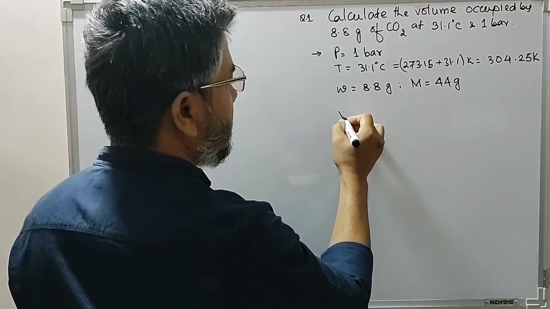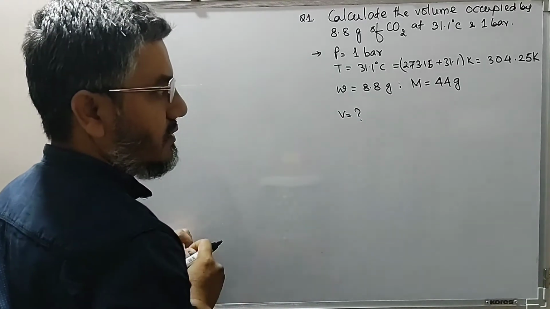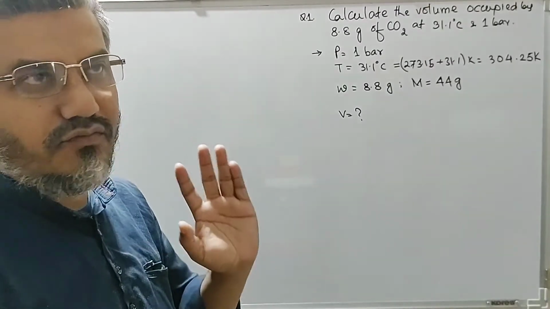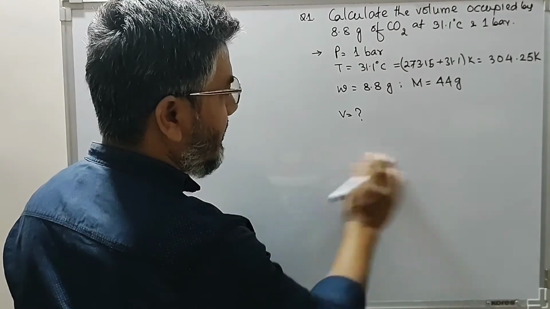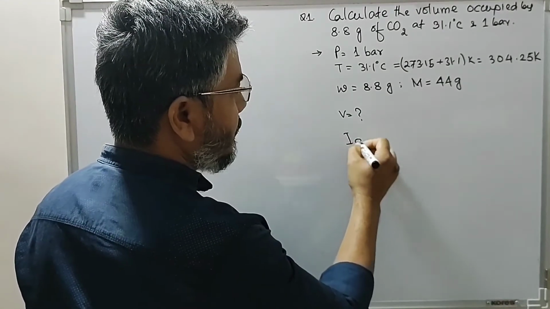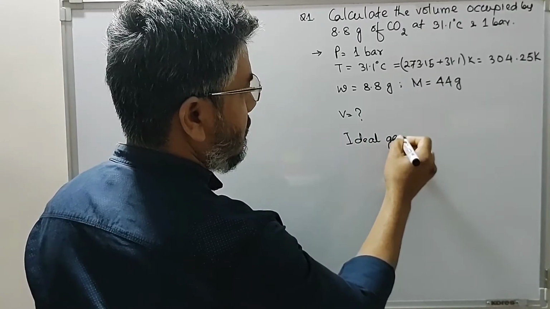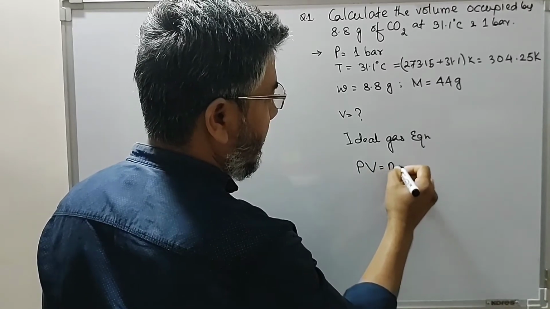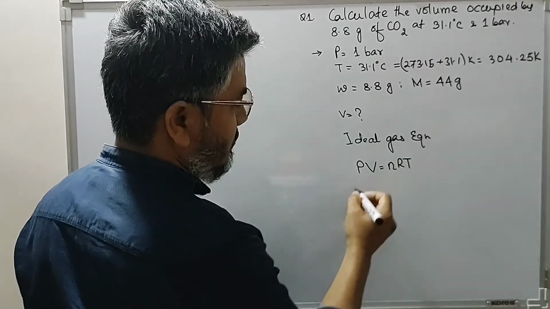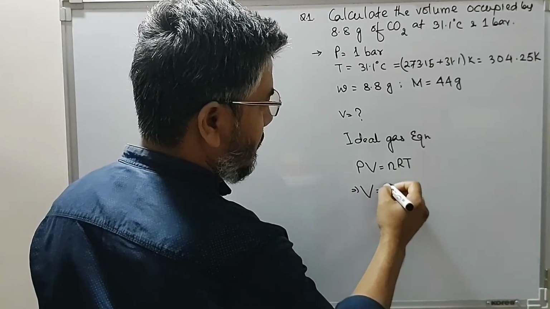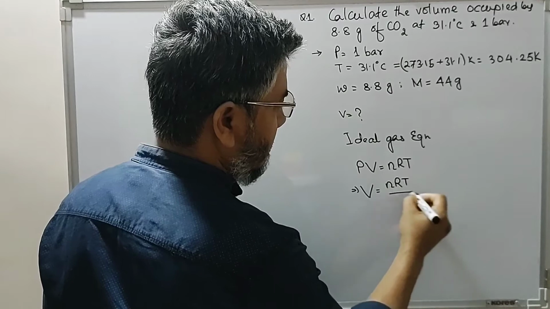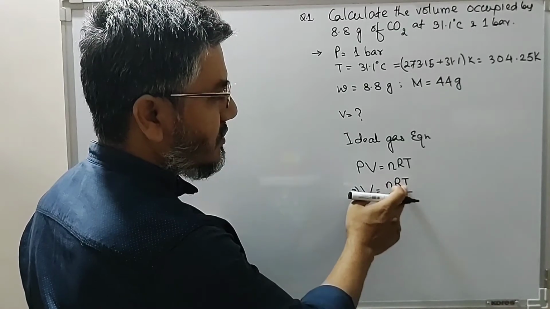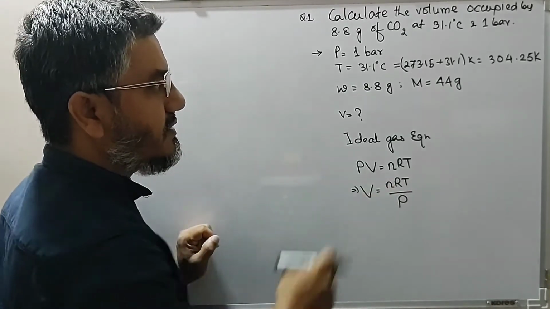Then the question says what is the volume occupied by the gas. Now pressure and temperature are given, mass is given, we have to find the volume. So what we have to do is use the ideal gas equation here. The ideal gas equation says pressure times volume is equals to nRT. So therefore volume is equals to nRT divided by pressure. Temperature is given, pressure is given, R is a constant, we require to find the value of n, where n is number of moles.